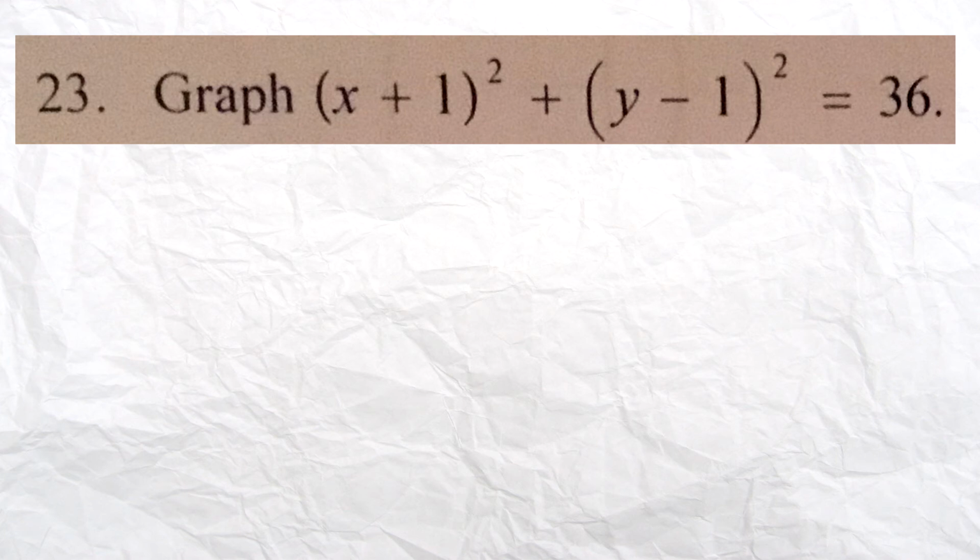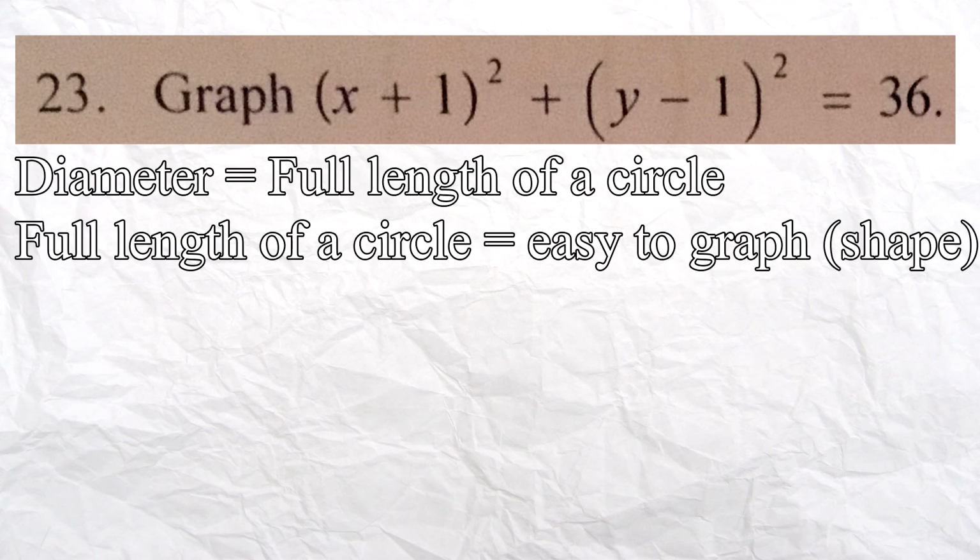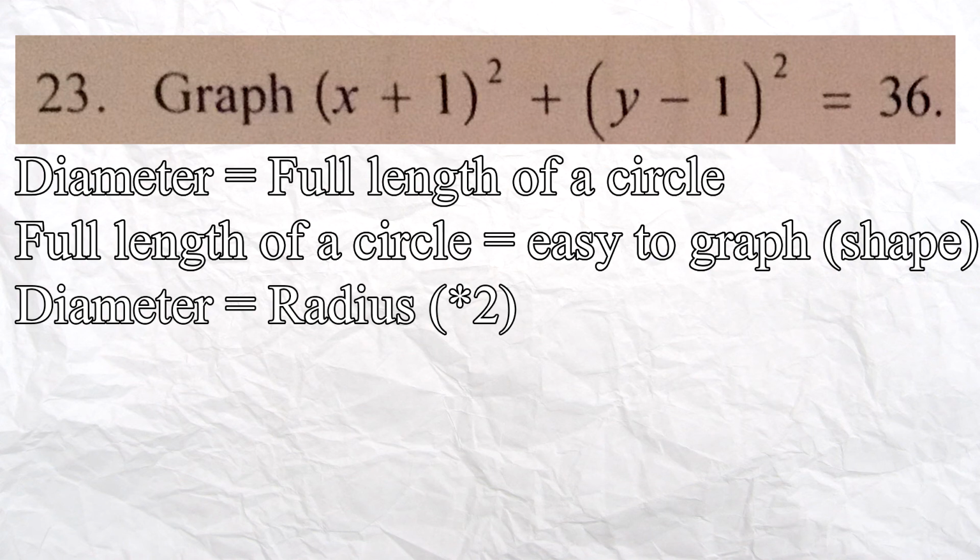Now hear me out here, because this is going to take a few steps to explain. The diameter of a circle is how long it is from one endpoint to the opposite endpoint. Due to this, it will be very easy to graph a circle if we find out what its diameter is. In order to do this, we need to find the square root of 36, which is 6. Now we need to double 6, because the diameter of a circle is twice as long as its radius. After doing this, we find out that the diameter of this circle is 12.